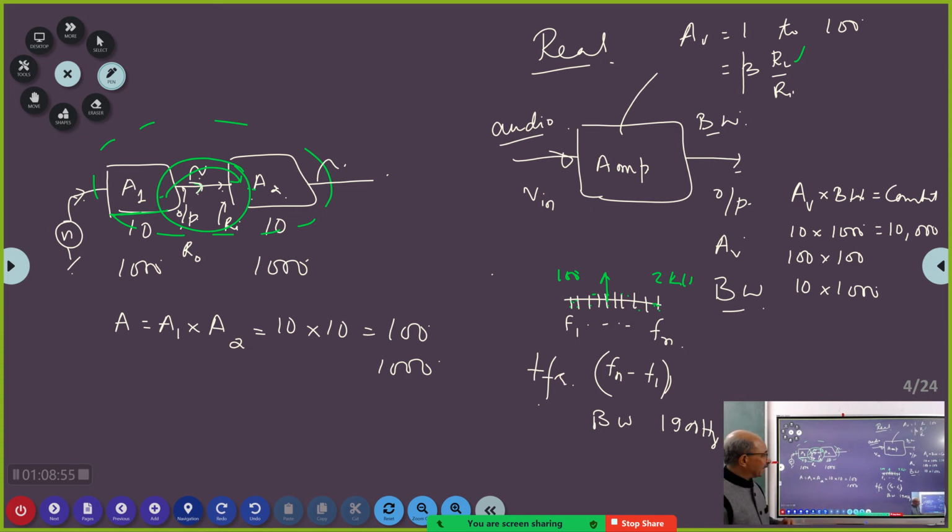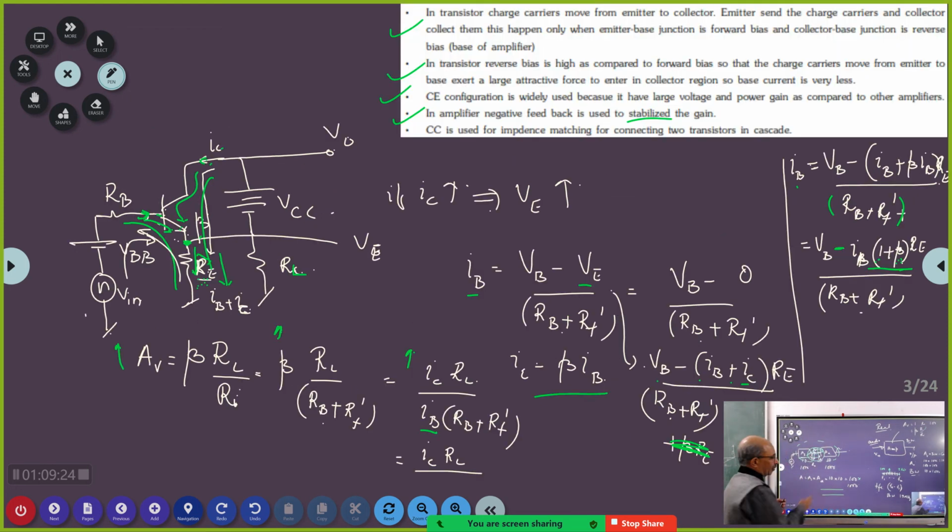And if the impedance matching doesn't take place, then most of the signal will be wasted here, and therefore you will not get the gain of 100. So in between, you will be adding one more configuration which will ensure that impedance matching takes place properly. That is why you will go for some amplifiers whose main purpose is not amplification but impedance matching. We'll put one more amplifier there.